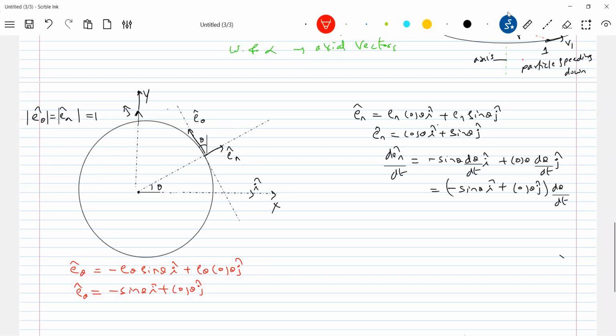What can I write it as? So dEn cap by dt. You retain this symbol, no problem. This bracket term, shall I write E theta cap? d theta by dt, go back, is the rate of change of angular displacement. So you can call this omega. Therefore, omega E theta. Very important, very good numericals are based on this. I don't know why books are not showing this method.